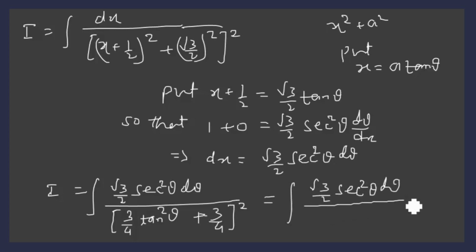Okay, I can take 3 by 4 common, so 3 by 4 the whole square, basically I can just take this one out. So (tan square theta plus 1) we have, and then whole square. Okay, tan square theta plus 1 is sec square theta. So I can write the integration I as the numerator part root 3 by 2 sec square theta d theta.